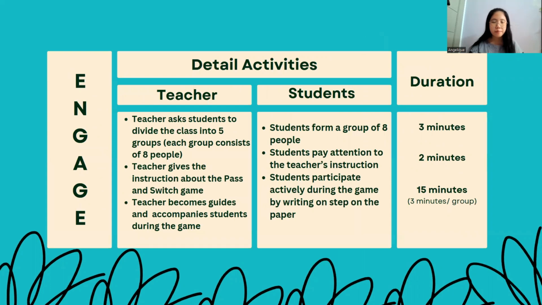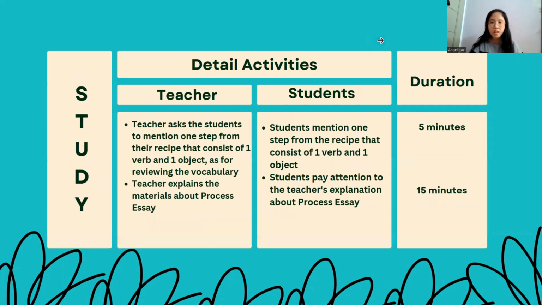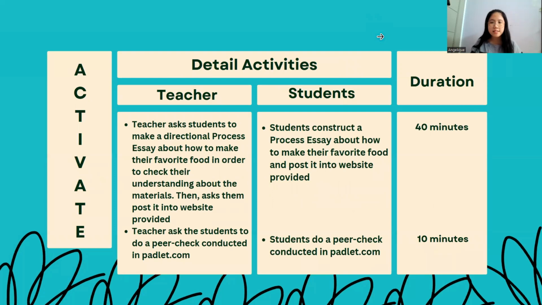Here is the lesson plan table. The engage session will last around 20 minutes, starting with creating a group and the game. Moving on to the study session. This session will last approximately 20 minutes with reviewing the vocabulary and explanation of process essays in detail. Last is the activate session, which will last for about 50 minutes. And the activities are making a process essay and peer check.